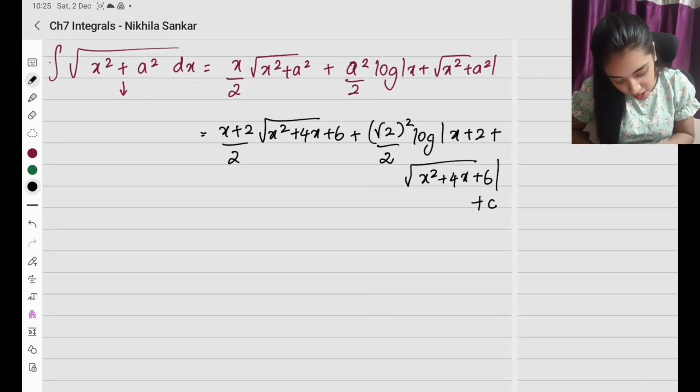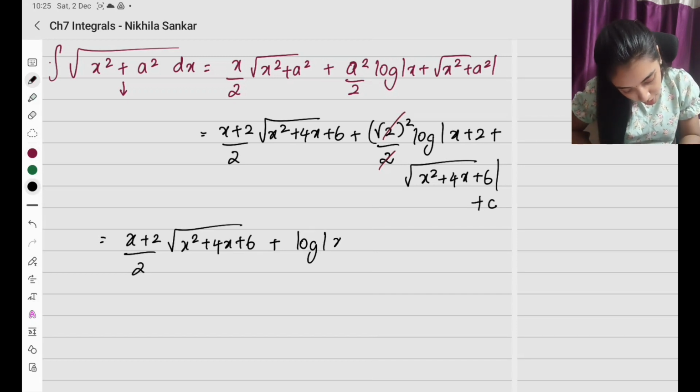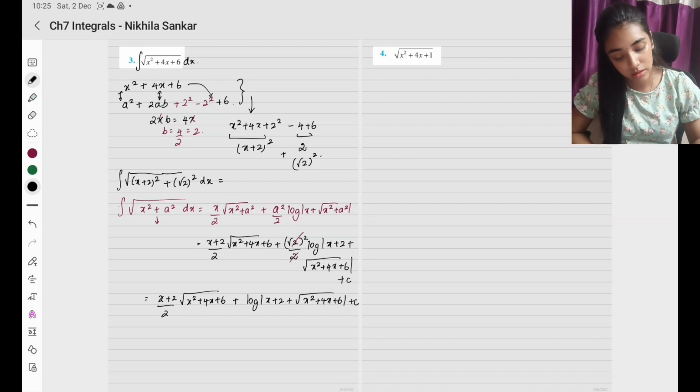So how does my final answer look like? x plus 2 divided by 2 square root of x square plus 4x plus 6, plus the square root of 2 square and 2 cancel. So what am I left with in the end? Log mod x plus 2 plus square root of x square plus 4x plus 6, plus c.